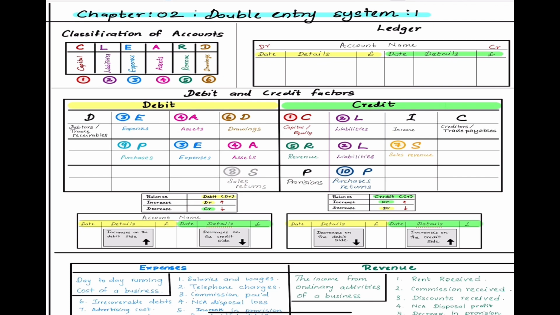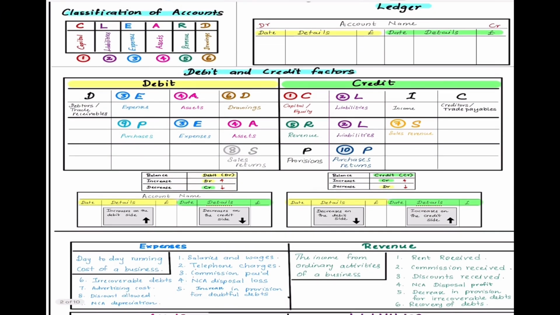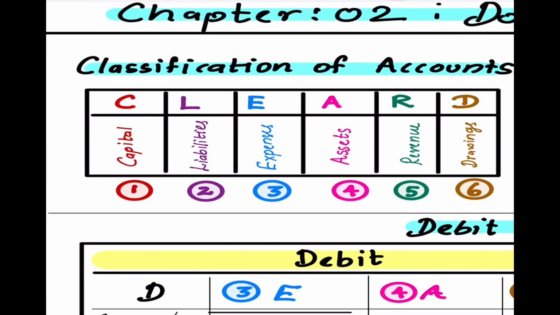Chapter 2, Double Entry System 1. In this chapter, we'll be looking into classification of accounts, ledger, debit and credit factors, and the impact on debit and credit factors, expenses, definition and the categories, revenue, its definition and the items listed under revenue, classification of assets and liabilities.